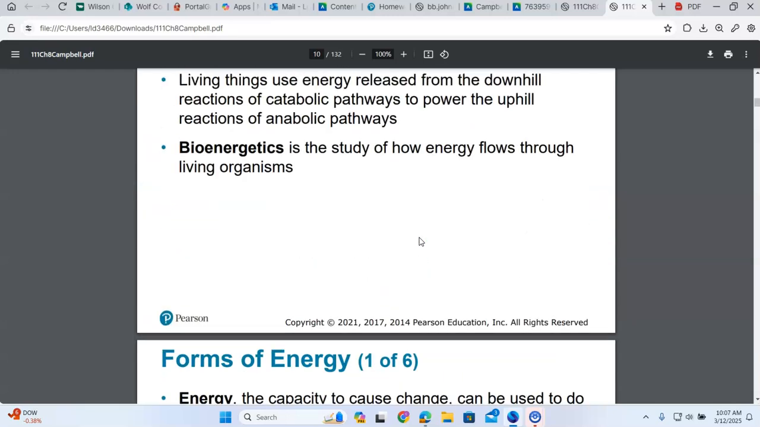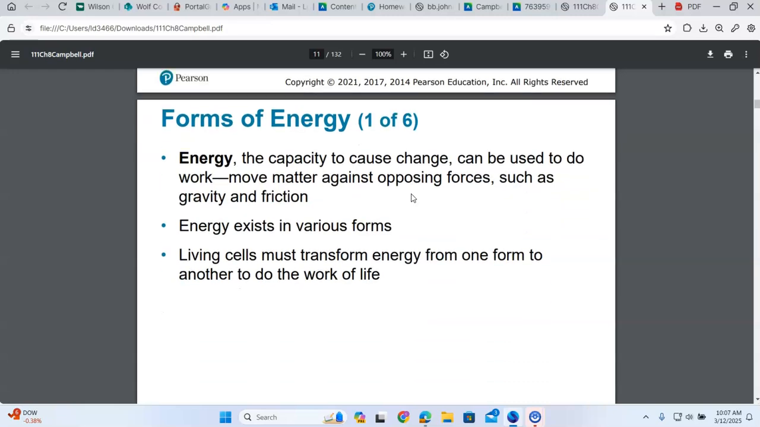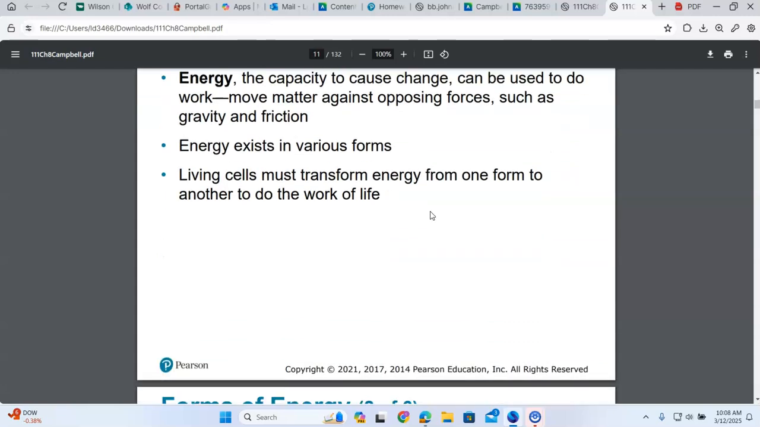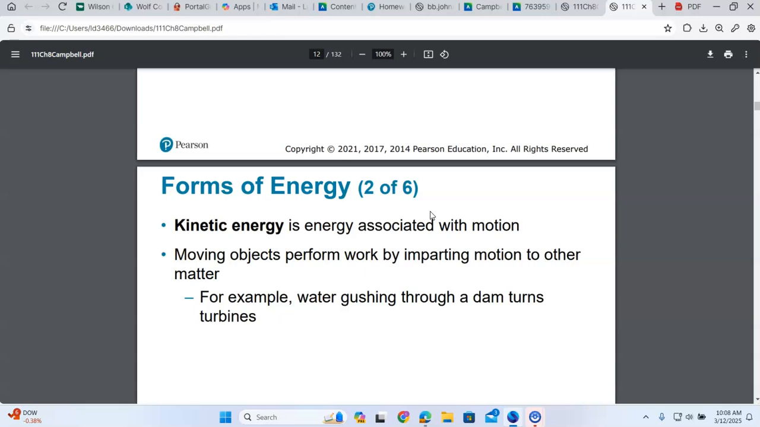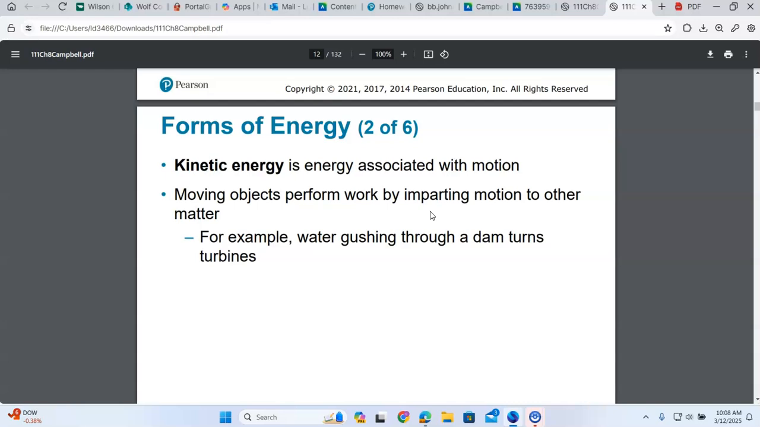Just in case you need this definition, bioenergetics is the study of how energy flows through living organisms. And energy is defined as the capacity to cause change or to do work. Energy exists in various forms, and living cells have to transform energy from one form to another. So from light to chemical, and from chemical energy to mechanical energy sometimes, when you talk about living things producing contractions or movement, and electrical energy as well.